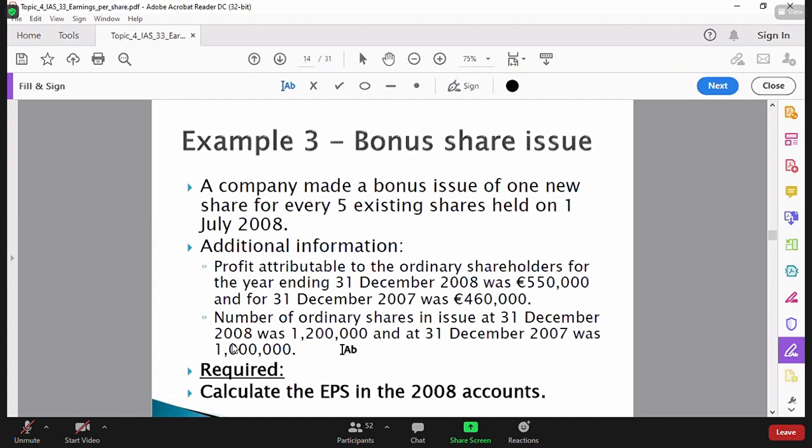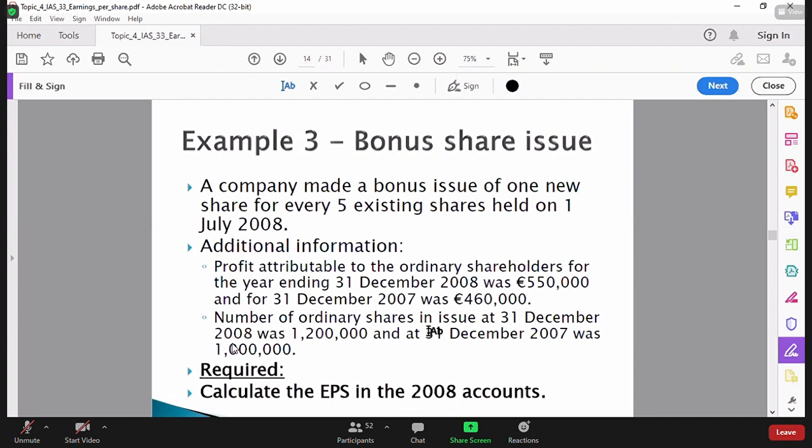Do you understand what I'm saying here? Do you understand? Yes, madam. Okay. So as at 31st December 2007, you have 1 million. Because of the bonus issue, as at 31st December 2008 your number of shares increased to 1.2 million. So the 200,000 here refers to the bonus issue. Now, calculate the EPS in the 2008 accounts.